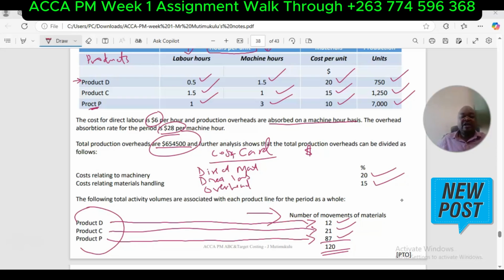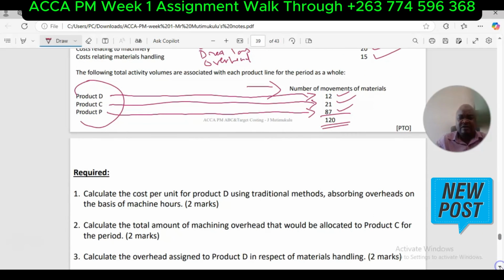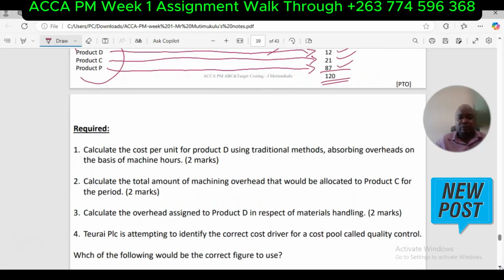So we now have the general background of the scenario. We can then move on to the question requirements. In the examination, you can as well start from the question requirements to attack the scenario with the general idea of what is being required of you. So now, calculate the cost per unit for product D using traditional methods, absorbing overheads on the basis of machine hours.